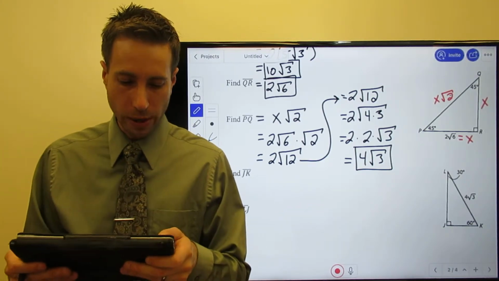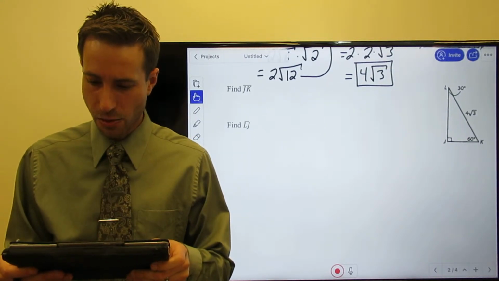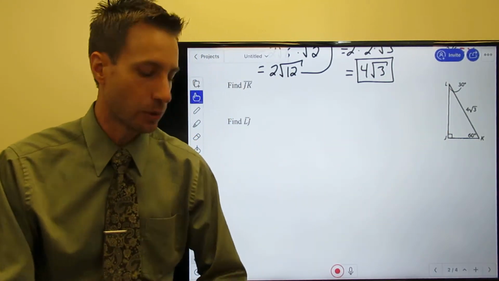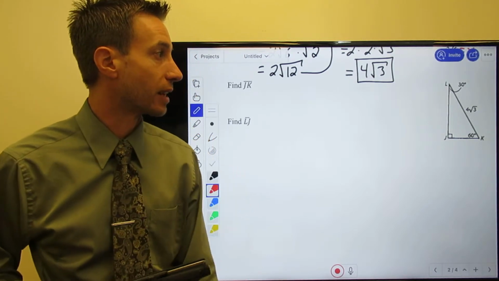All right, I got one more here. If it'll slide up for me. There we go. Again, you probably saw it coming. 30, 60, 90 right triangle. Go ahead and drop what we know to be the ratio for the lengths of the sides.